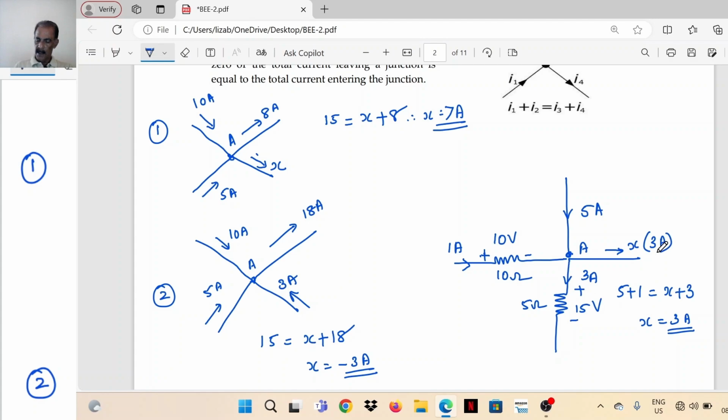So we'll check again. In this branch, the incoming current is 5 ampere. This is also an incoming current, 1 ampere. That is, the sum is 6 ampere. Here it is an outgoing current of 3 ampere. We are assuming that this is an outgoing current which is X ampere. So incoming current 5 plus 1, 6. Outgoing current sum X plus 3. So X is equal to 6 minus 3, 3 ampere.